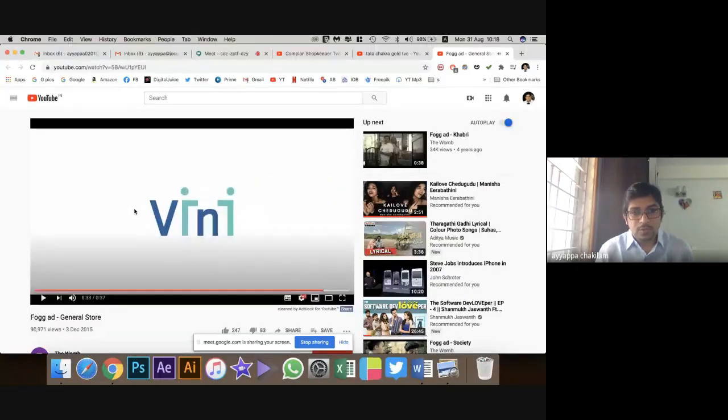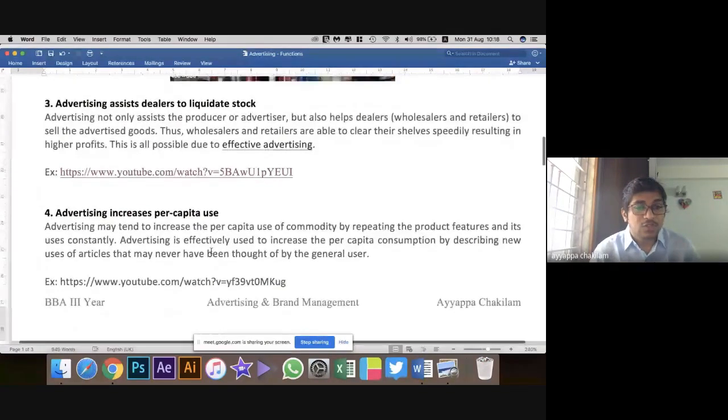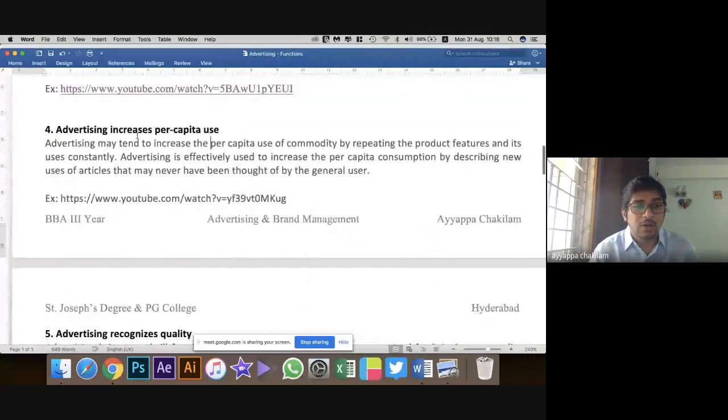So this ad talks about the shopkeeper saying that Fogg is selling well. These ads, where shopkeepers are shown, are used to create a belief among the consumers and also among the shopkeepers that these products are really good and they would be selling a lot in the future. So next one, it talks about advertising increasing the per capita use of the commodity.